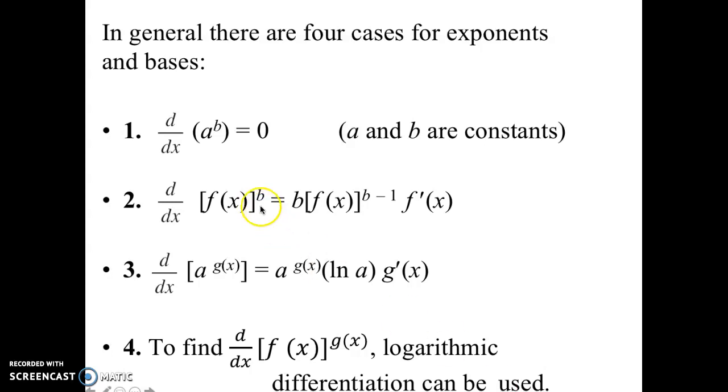So again, let's go through the 4 cases. If I have a number raised to a number, that's a number, derivative is 0. If I have a function raised to a number, using the chain rule and the power rule, I have a rule for that. If I have a number raised to a function, I have a rule for that. That's the exponential rule and the chain rule. But if I have a function raised to a function, I don't have a rule for that, and I'd have to use logarithmic differentiation.